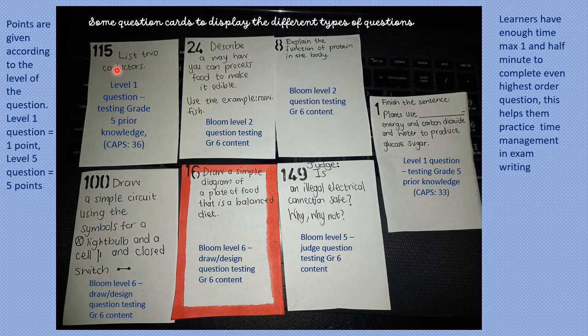List is the action verb that tells us which level of Bloom's taxonomy. This is level 1, and this is testing prior knowledge of grade 5. And then you can look at the others. Describe a way how you can process food to make it edible. This is a Bloom's level 2 question testing grade 6 content. Points are given according to the level of the question. The level 1 question on Bloom's taxonomy equals 1 point, and the level 5 question equals 5 points.